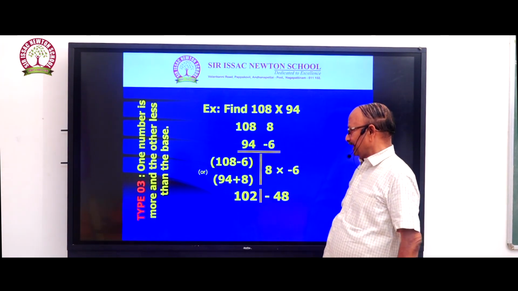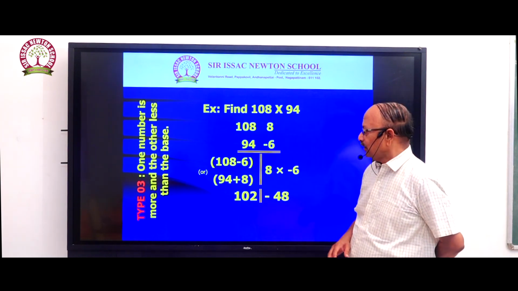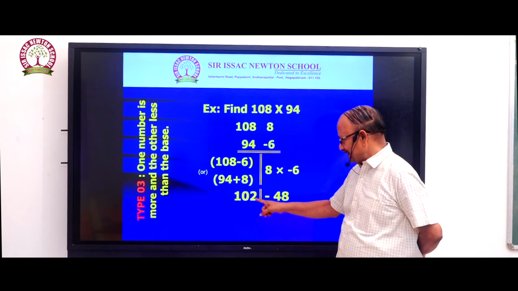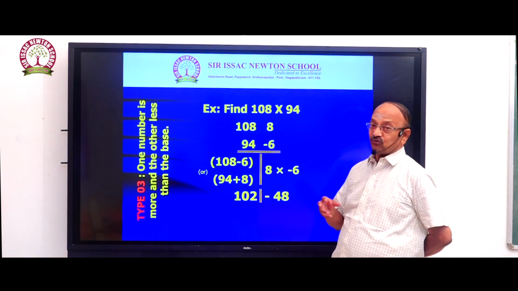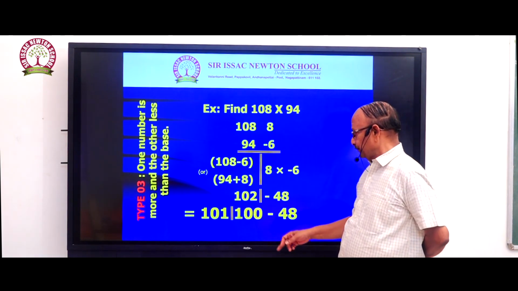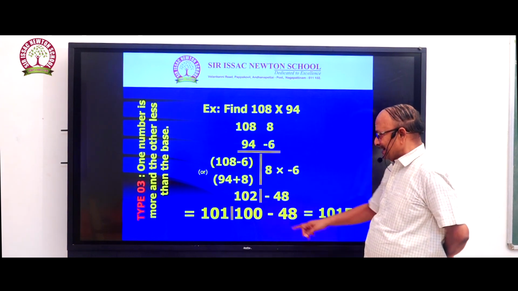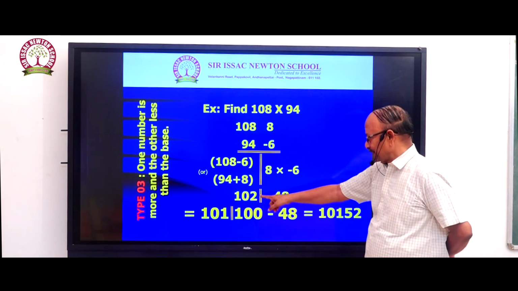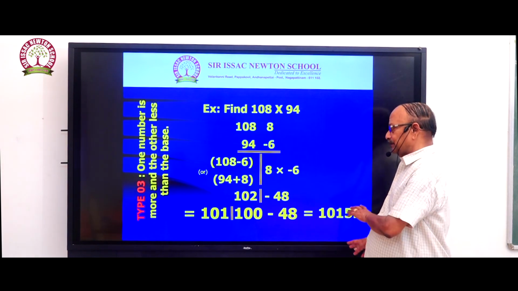So when I multiply, minus 48 is coming. How to solve this? You have to borrow 100 from this end, then you bring it over here. That becomes, when you subtract 48 by 100 from 100, you will get 52. So 52 will be here. Since you have borrowed 100 from here, the left out is 101, 52. So 101, 52 is the answer.